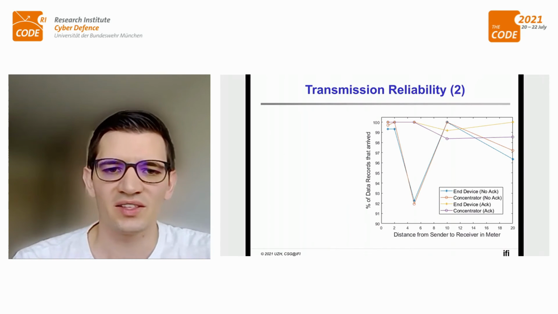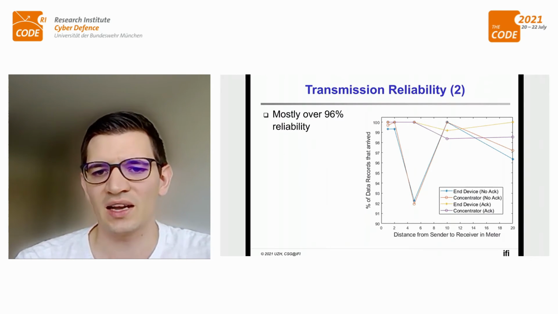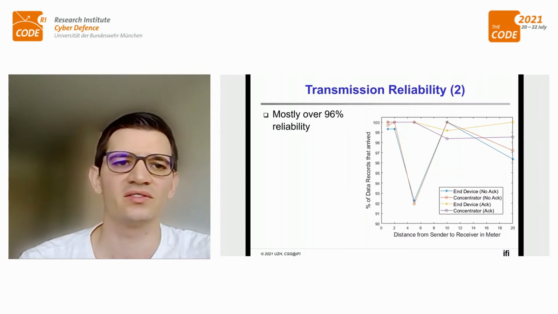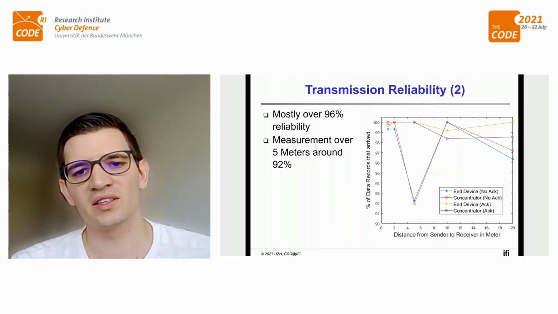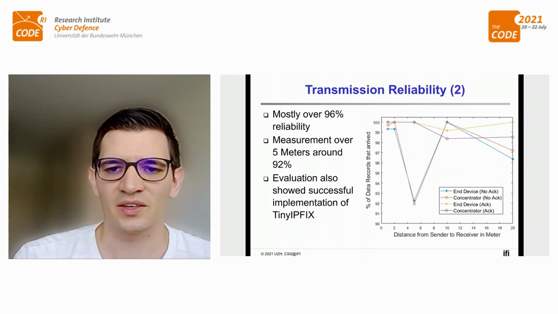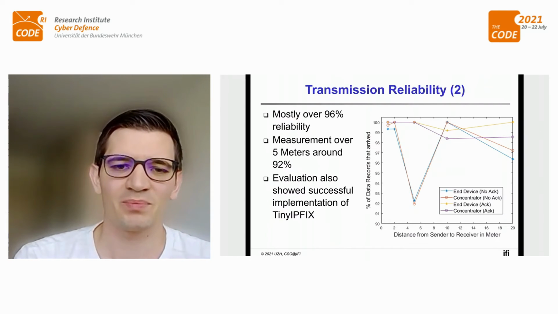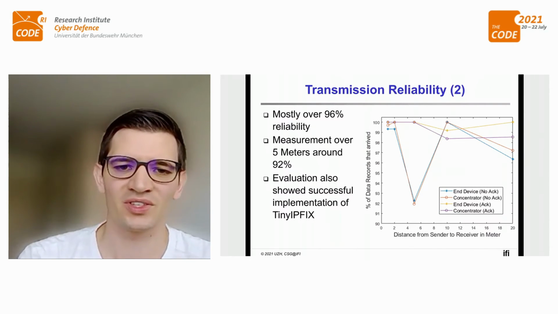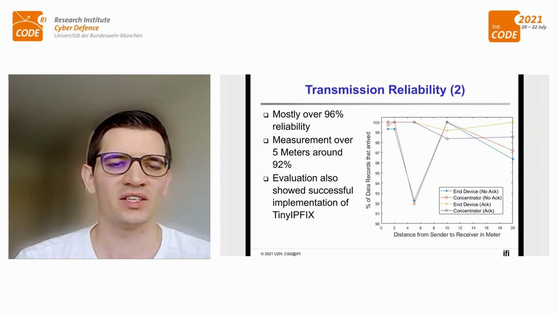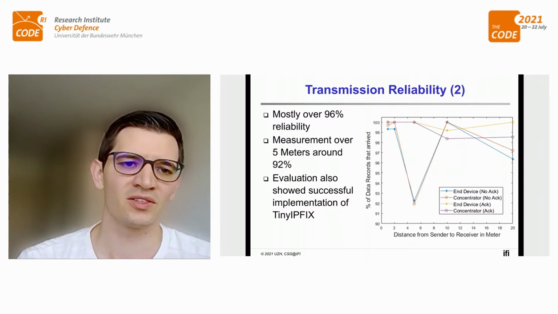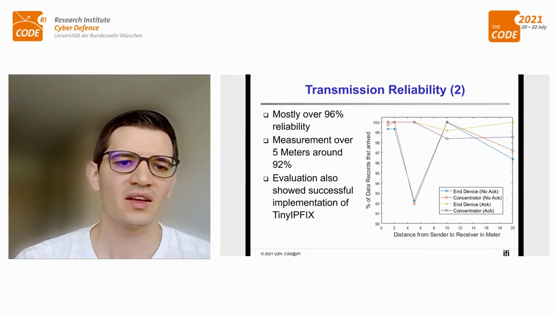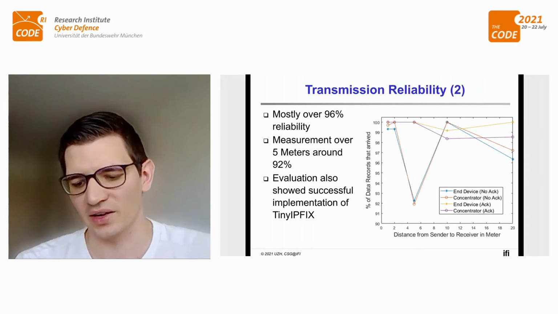In the graphic, we can see that mostly over 96% of the packages that were being sent were also received. Only the measurement over 5 meters was lower, and we don't really know why that is, but probably it was just a problem with the measurements. The evaluation of the transmission reliability also showed that the implementation of TinyIPFIX was successful and that it can be used in a wireless sensor network.